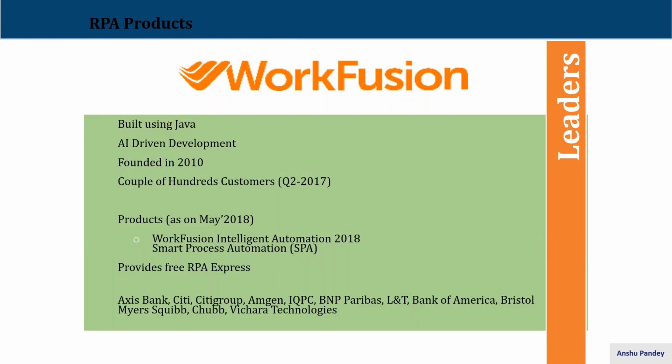WorkFusion is used by organizations like Axis Bank, Citibank, Citigroup, Amazon, BNP Paribas, L&T, Bank of America, Bristol-Myers Squibb, and Vichara Technologies, and many others. It's built on top of Java, with AI-driven development, founded in 2001, and there are a couple of hundred customers for WorkFusion.